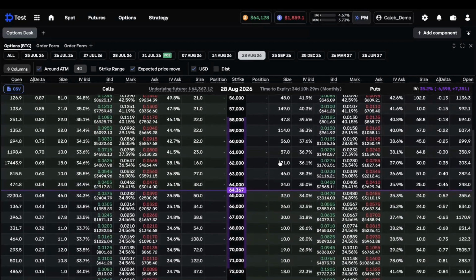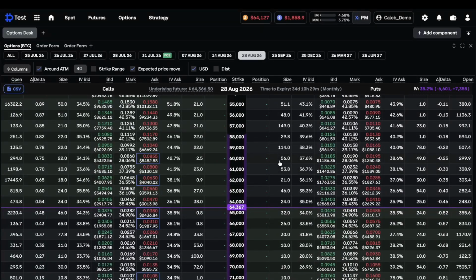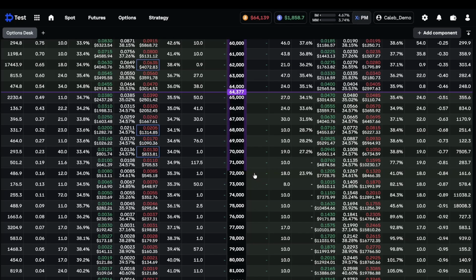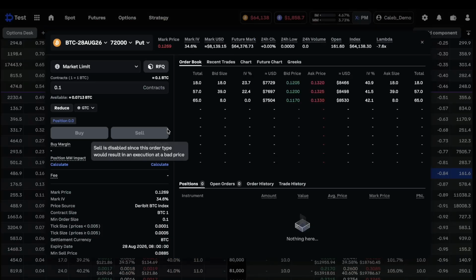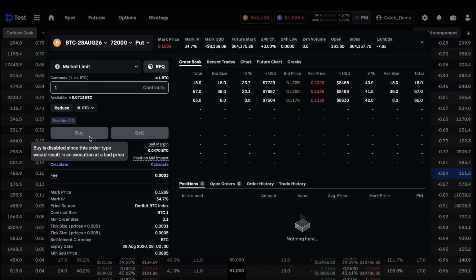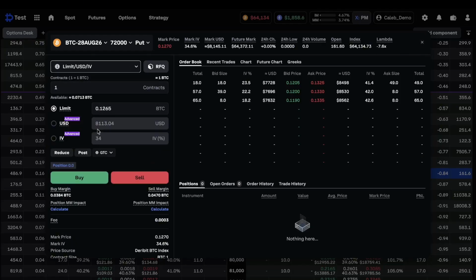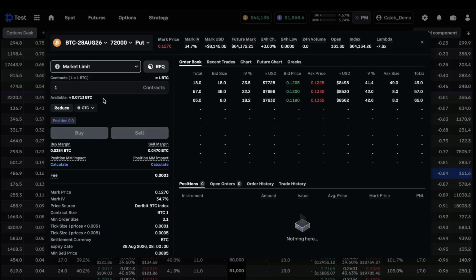So what you can simply do is, again, choose a strike price. We're going to choose 72K. But there's no liquidity. As you can see, I cannot buy or sell. Sometimes this happens, guys. You can either set a limit order and wait, but I don't usually like to wait. I like to have a market order.